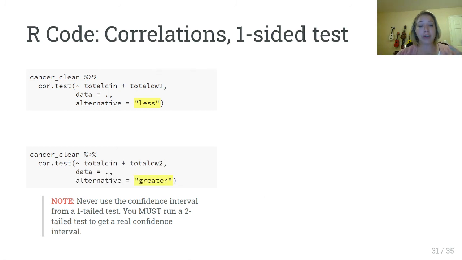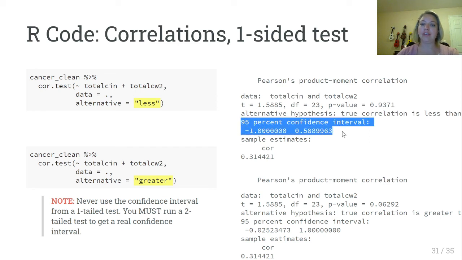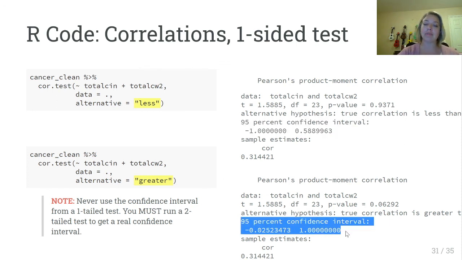Now, these will give you one-sided p-values, but they have kind of a drawback. When you do say that you want a one-sided test, check out what happens with your confidence interval. With less, the confidence interval will always be -1 to a number. And if you say greater, it's always going to have something going up to +1. When you do a one-sided test, you should not look at the confidence interval.